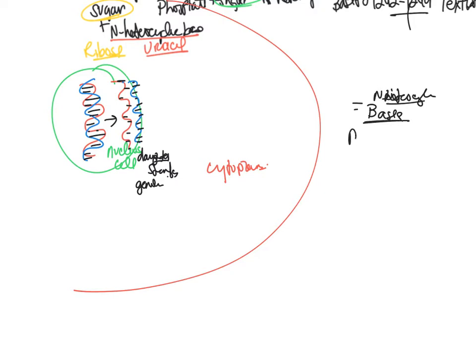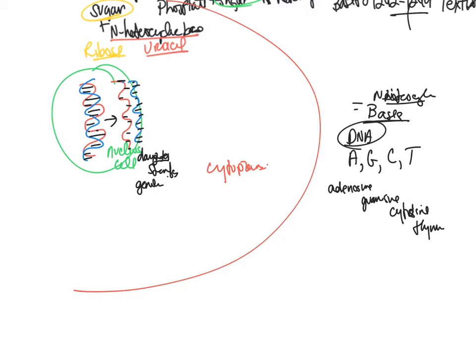And for DNA, you can have A, G, C, or T. So you can have adenosine, you can have guanosine, you can have cytidine, well, cytosine, and you can have thymine. Okay. Now, if it's RNA, you have adenosine, you have guanosine, you have cytidine, but you have a uracil. And here you have a thymine in DNA. Okay?